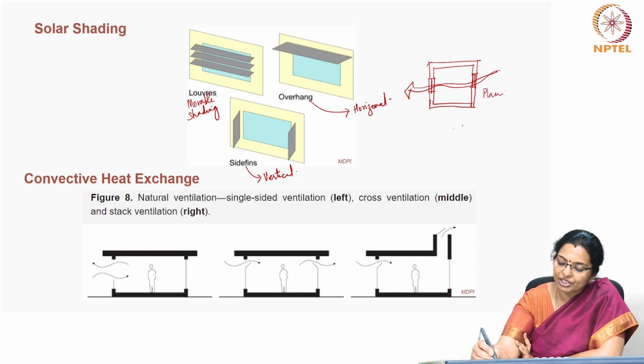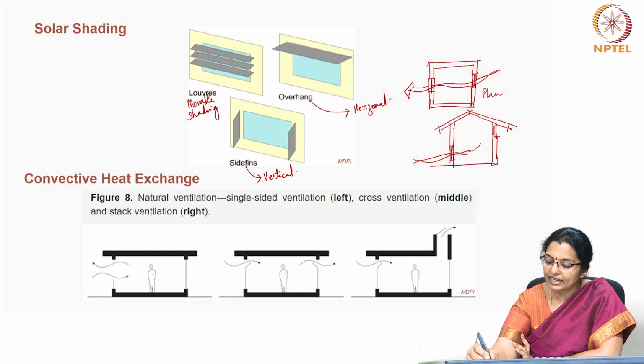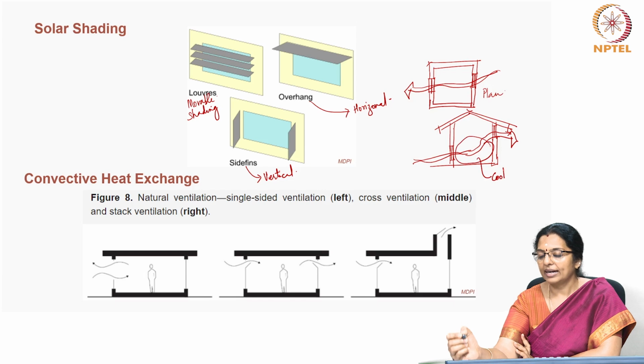But if we look at a section and if you have an outlet at a higher end and inlet at a lower level, then what happens is, this cool air can replace the warm air inside and allow the warm air to escape, making this zone cool and comfortable.